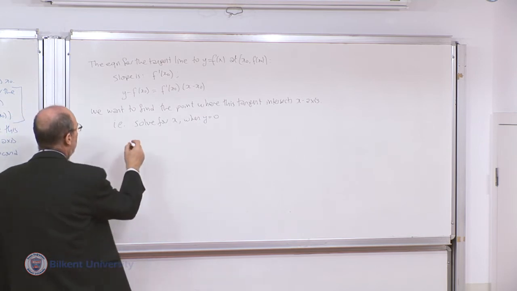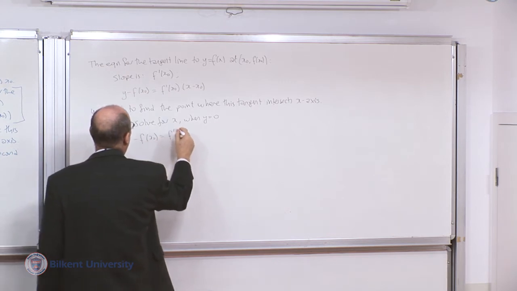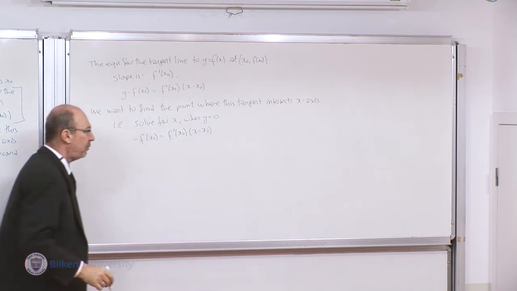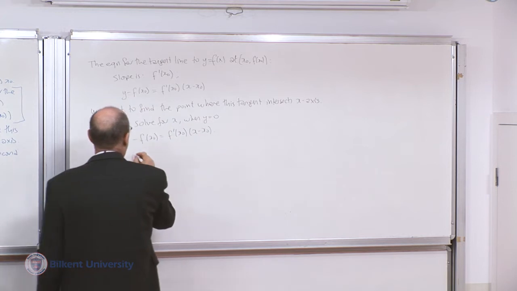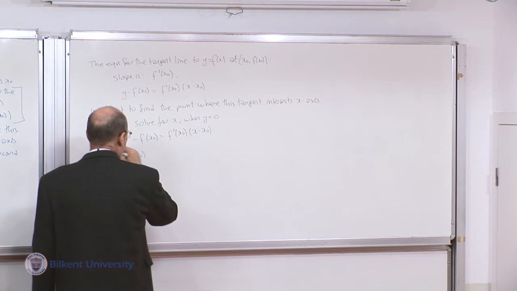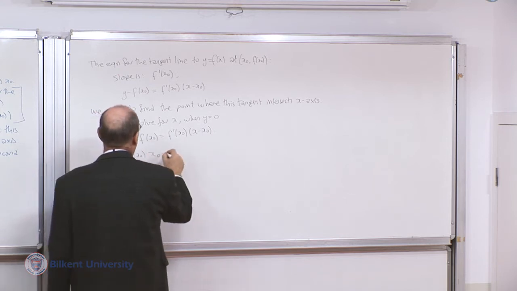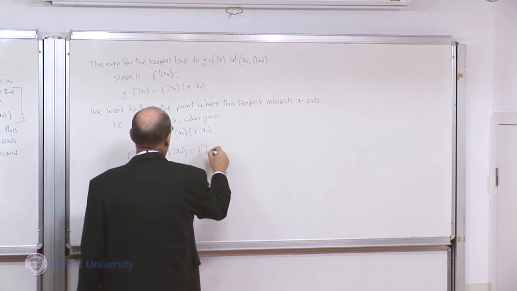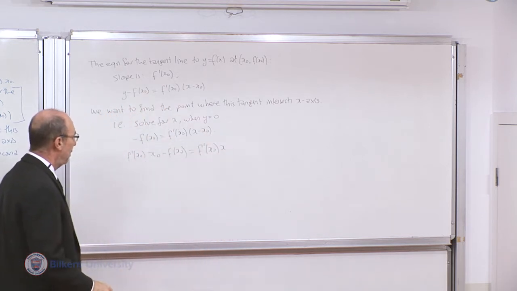We find this: 0 minus f of x sub 0 equals f prime of x sub 0 times x minus x sub 0. So I take this to the other side. I have f prime x sub 0 times x sub 0 minus f of x sub 0 is equal to f prime x sub 0 times x. I just took this to the other side.